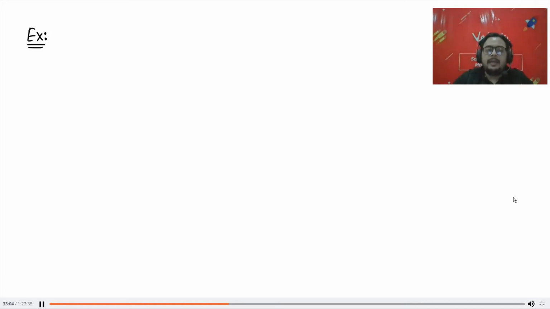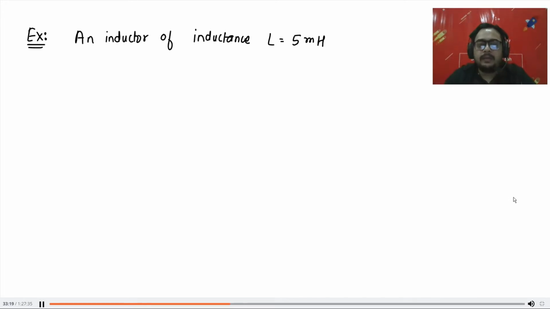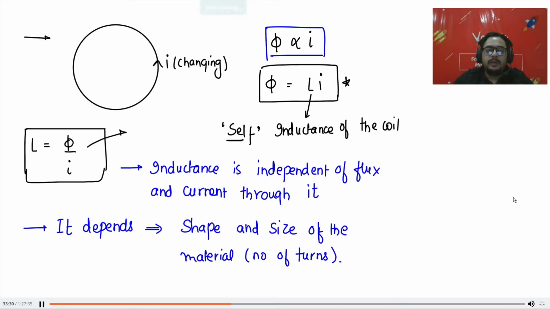So an inductor of inductance L is equal to 5 millihenry. Okay, stop commenting everyone. An inductor of inductance L is equal to 5 millihenry. Okay, I forgot to tell you this unit of inductance. So the unit for this inductance is taken as Henry. Henry is the unit that we use of inductance, like Farad is for capacitance.